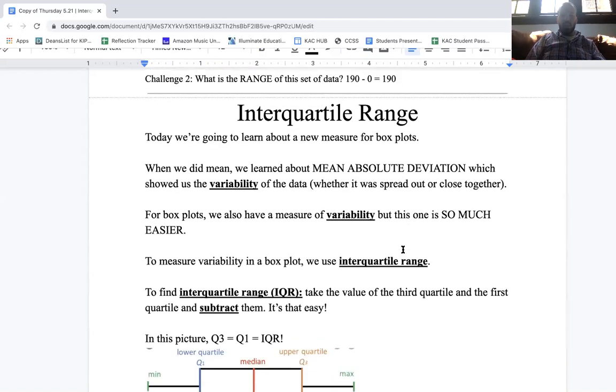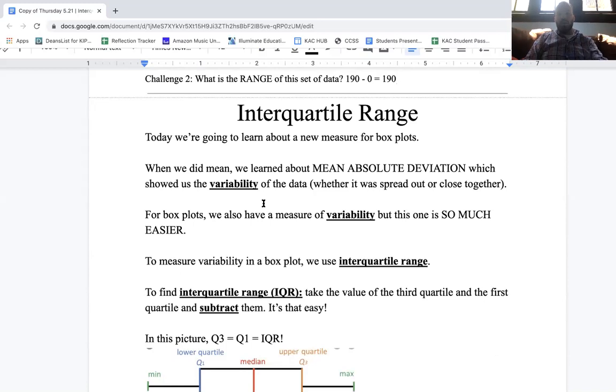Okay. Today we're going to learn about a new measure for box plots. When we did mean, we learned about mean absolute deviation, which showed us the variability of the data. Remember, you worked on this with graphs last Monday. Variability means whether it's really spread out or whether it's close together. For box plots, we also have a measure of variability, but this one is so much easier.